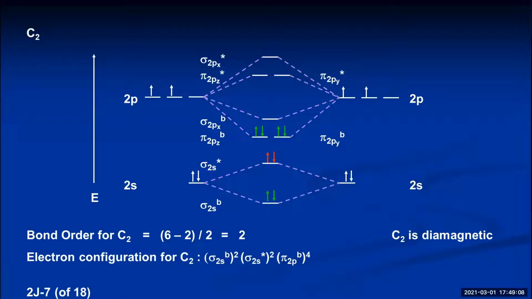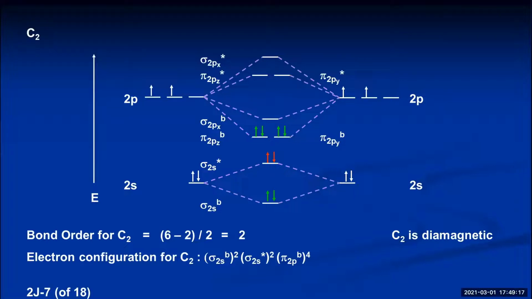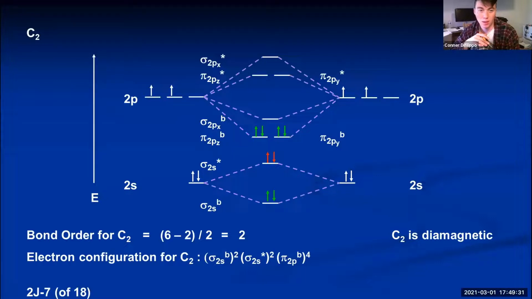Mr. DiFilippo, question. Yeah, so where did you get the 6 from for the bond order? I'm confused. I counted up all the green electrons because those are the electrons in the bonding orbitals. Every bonding orbital has a name with a little b in it, right? That's how you know it's bonding. Yeah. And the anti-bonding ones are the orbitals with a little star above it, or the asterisks. Oh. Okay. Make sense? Yeah.